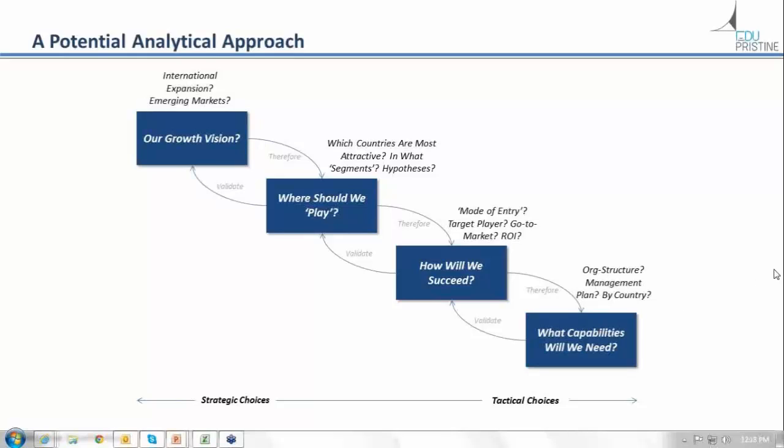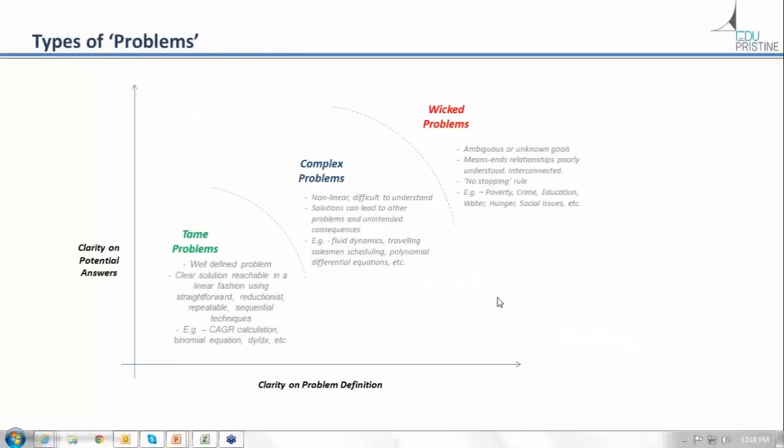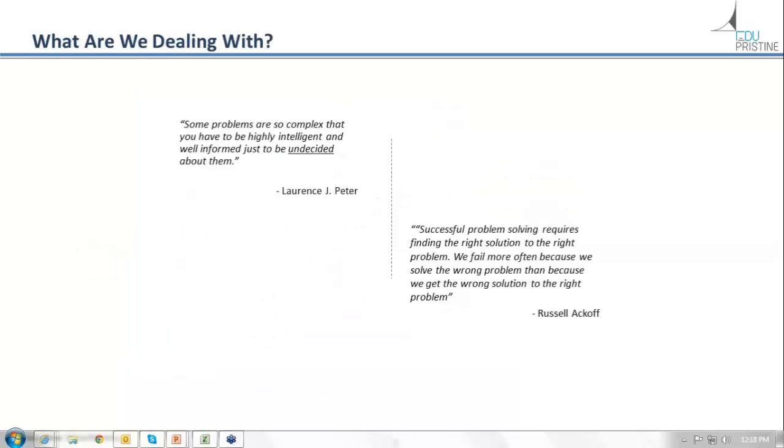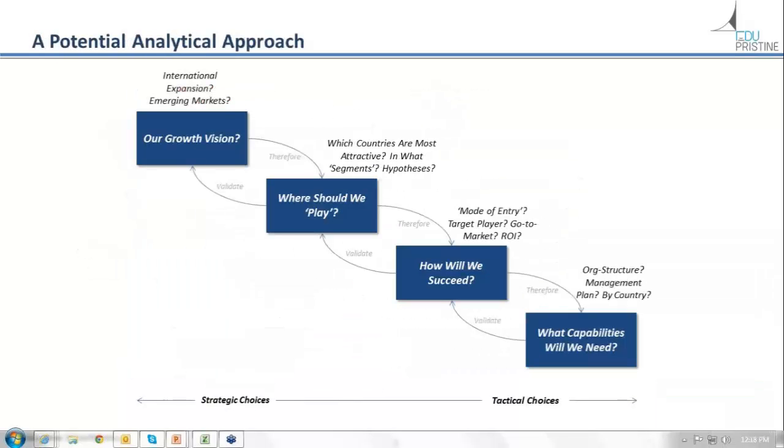So let's say this is a framework that can help us work on this complex problem. And I think we established that this is not a tame problem. This is also not a wicked problem. We're not dealing with poverty or crime or education or hunger or social issues. We're dealing with something which is manageable, but which can have multiple strategic choices. How we get deeper into that.